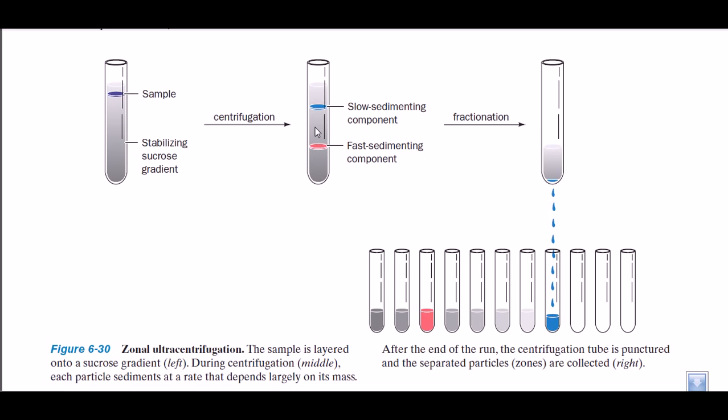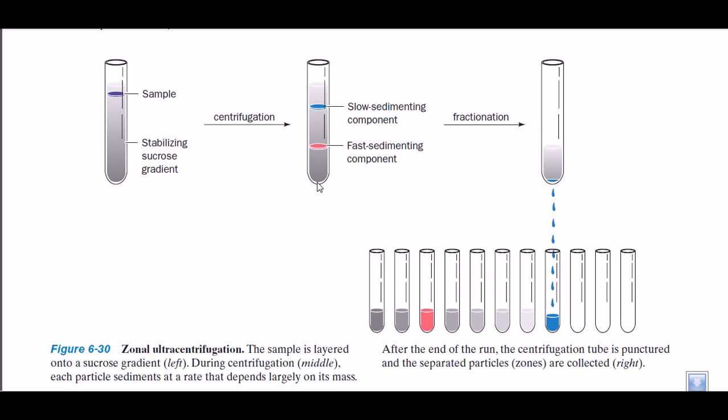So in this zonal ultracentrifugation, we are separating macromolecules according to their molecular mass, not by their density. Okay. Now after the end of this run, after the centrifugation, we have separated those macromolecules according to their molecular mass in different layers of the sucrose gradient. Then we have a fractionation. Then we have to fractionate it.